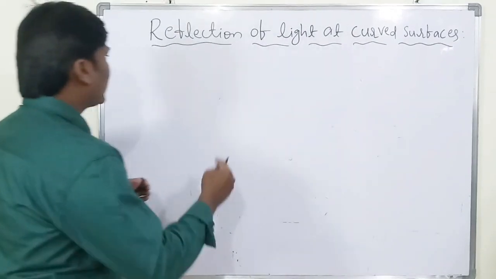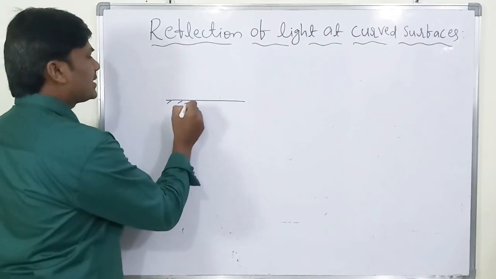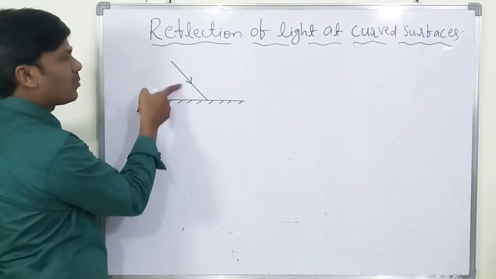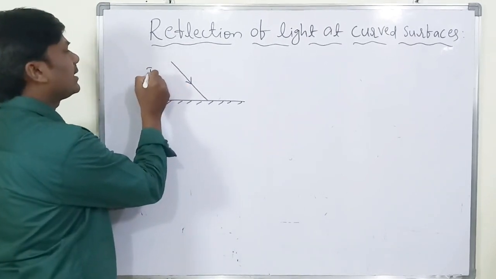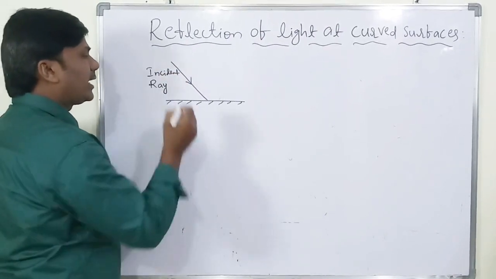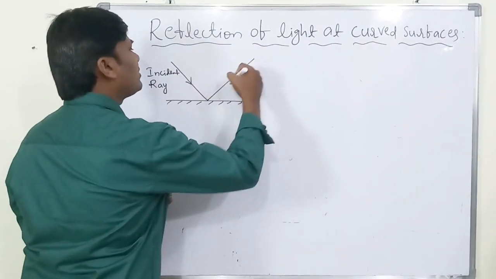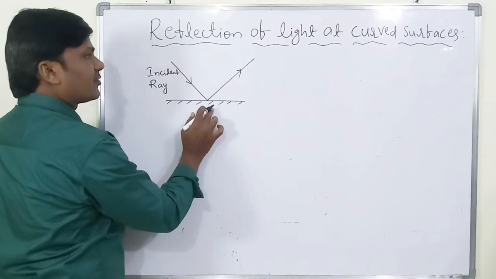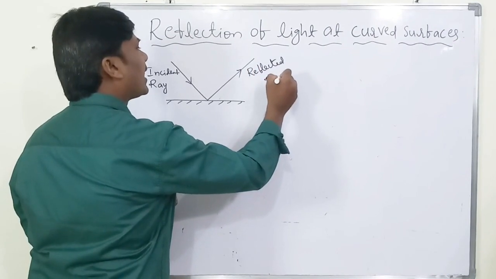It means if you take a particular surface, for example this plane surface, and a light ray is incident on it, the light ray coming from an object or from a source of light and striking the wall is known as the incident light ray. This is the incident light ray. After striking the surface, again it comes back onto the same side of the surface. This light ray which returns from the surface is known as the reflected light ray.